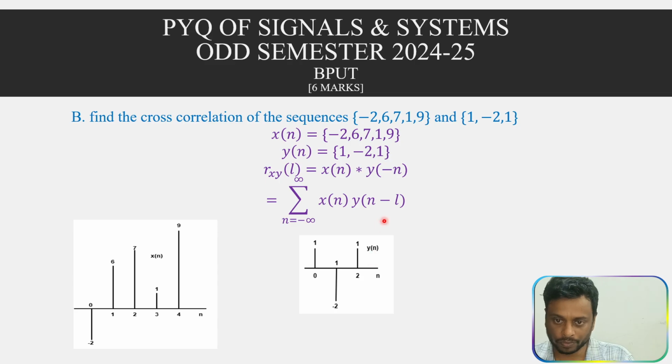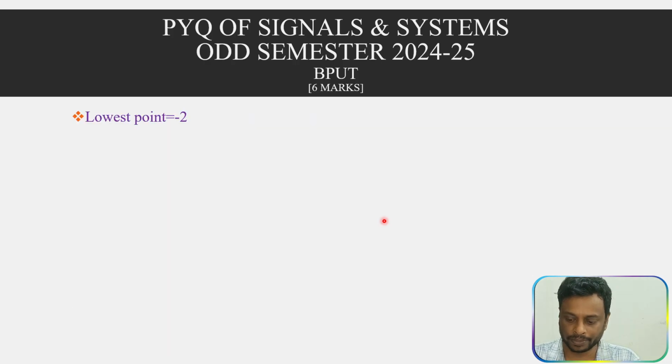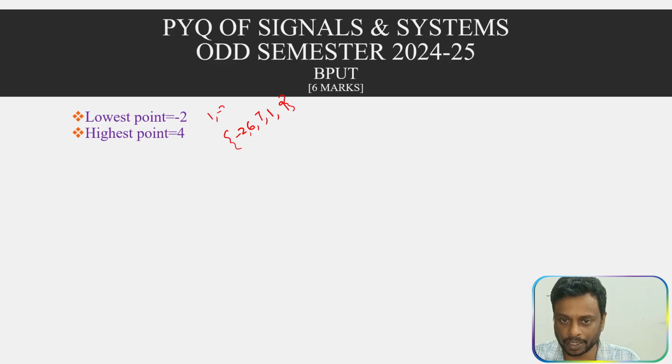How do we find how many output samples we need? Let us check that. We need the lowest point and the highest point. So what is x of n over here? This is minus 2, 6, 7, 1 and 9. It is our x of n. In this case, the other sequence is 1, minus 2, and 1, which is our y of n. These are the two sequences, and you need to find the cross correlation.